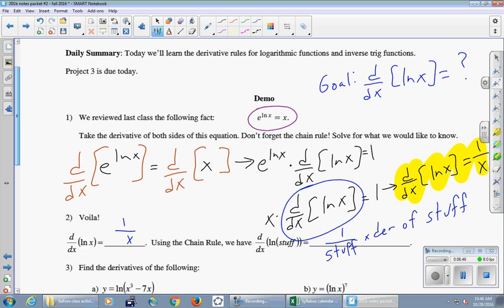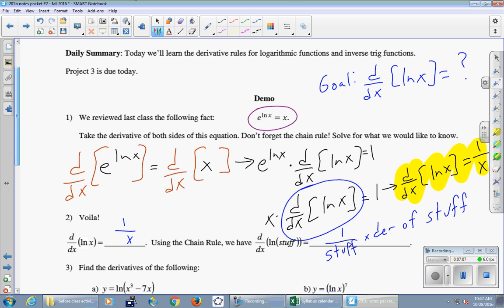To be clear, is that derivative of stuff on the top or the bottom of that fraction? It's on the top. It's really easy for some folks to get distracted and put it on the bottom because that's where the stuff went. But the chain rule doesn't ever say put the derivative of the stuff anywhere other than at the end, the very end, separate from whatever the basic derivative rule was.